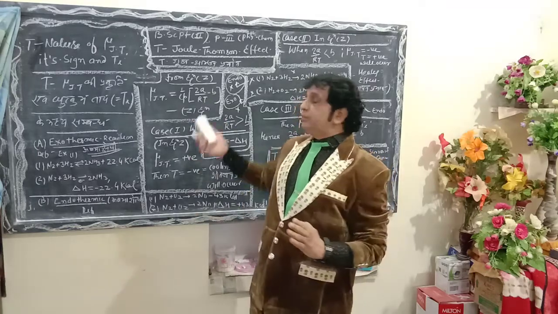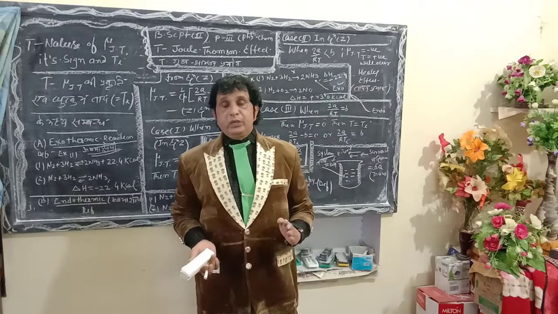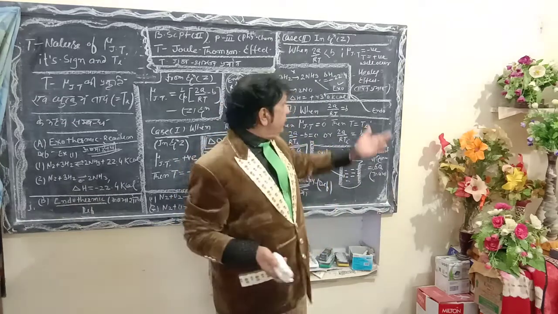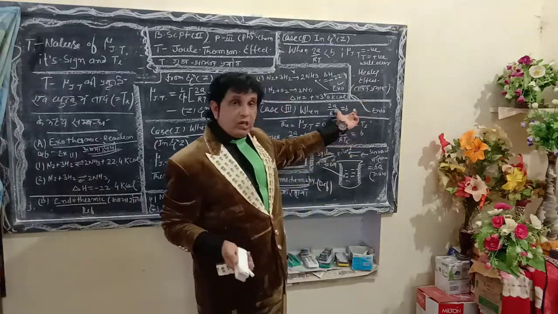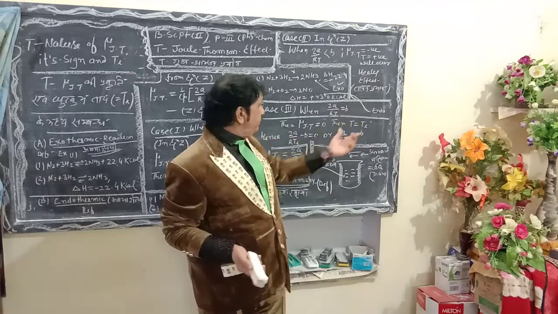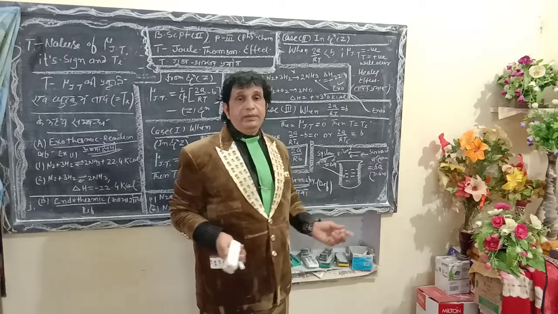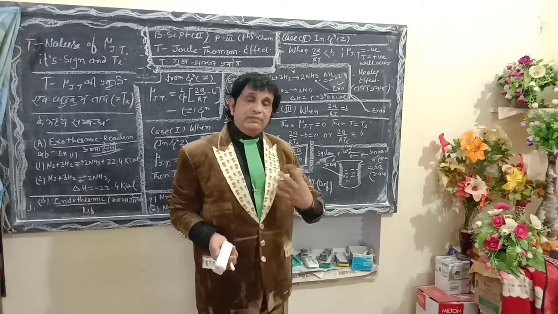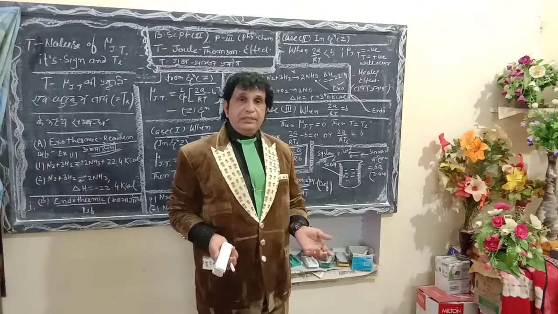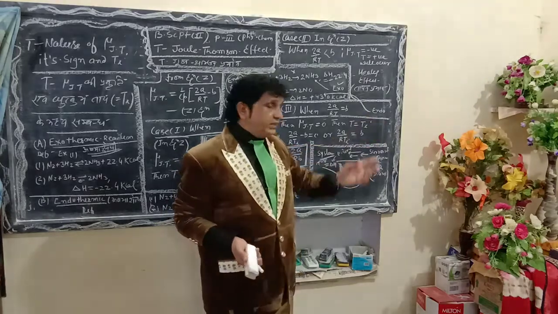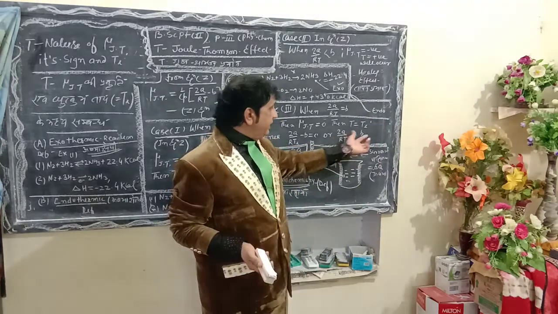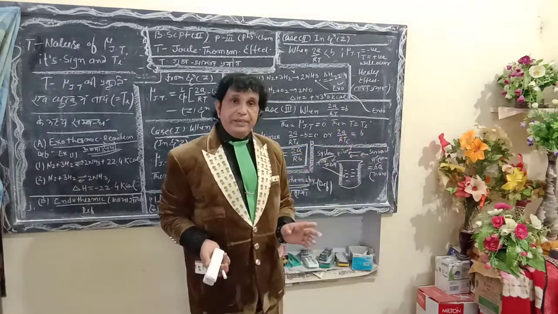When inside the brackets both the quantity 2a/RT and b become equal, in such a position μJT will be equal to 0. In this case, T will be converted into a specific temperature. This temperature is known as the inversion temperature. 2a/RTi is equal to b here.